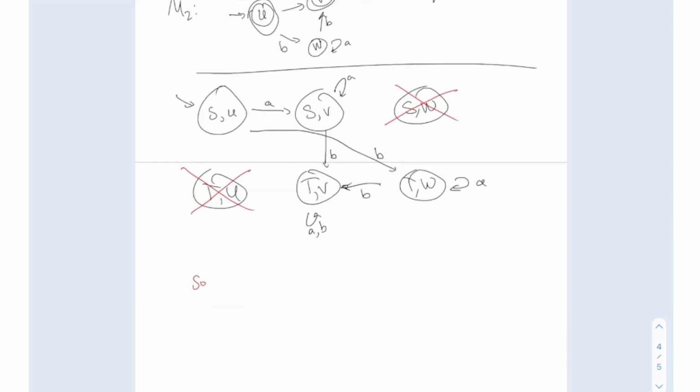So let me just say, some pairs may be unreachable from the starting state. And in that case, you might as well leave them out. Are you just going to draw them in, or can you just not draw them at all? Yeah, you can just not draw them at all if you don't want to.